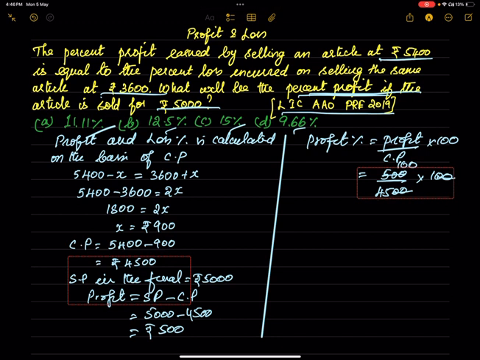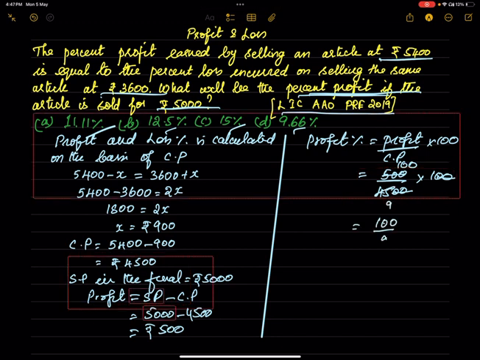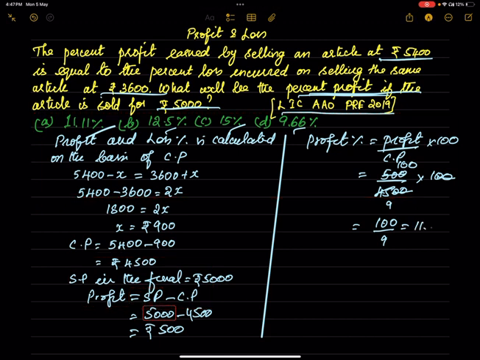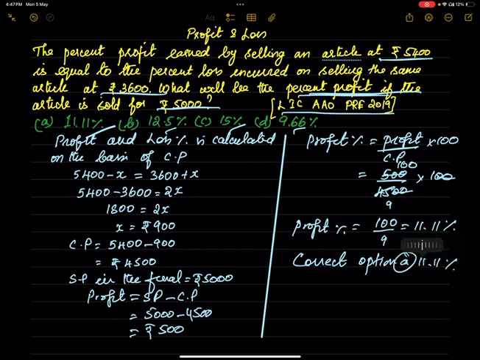That is 100 by 9. That is 11.11 percentage. When you divide, you will get the profit percentage as this much. Which is the correct option? Because all are given in decimals, that is why I'm finding it in decimal. 11.11 percentage, Option A. Thank you.